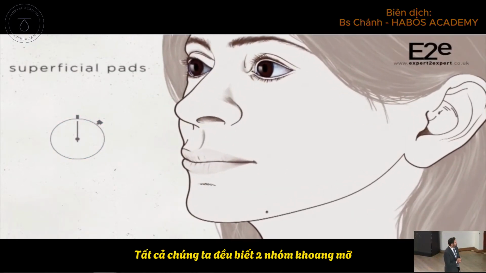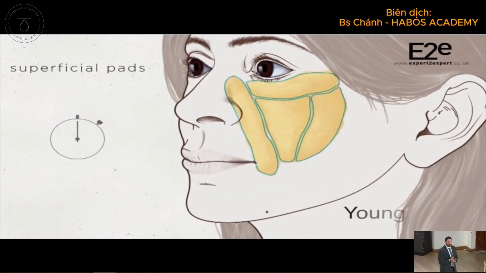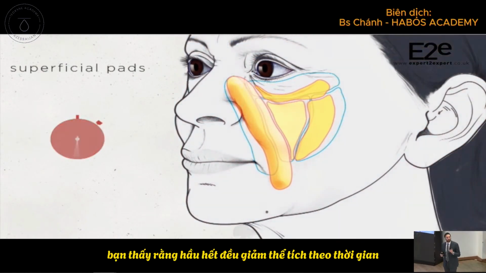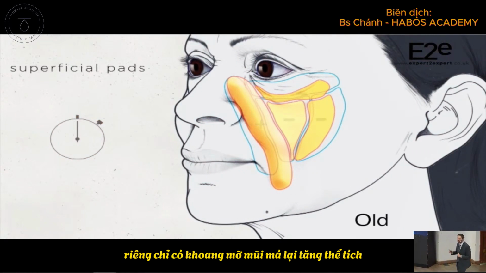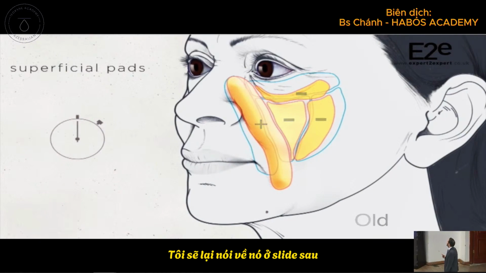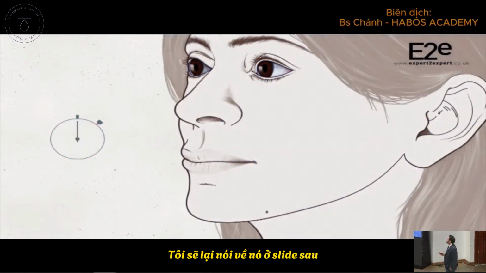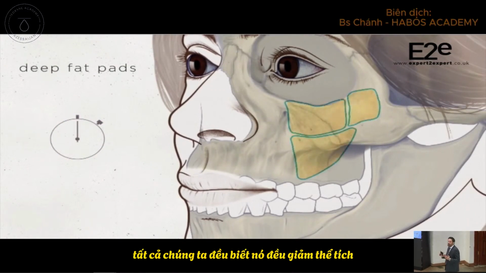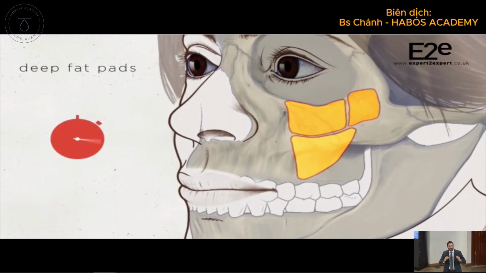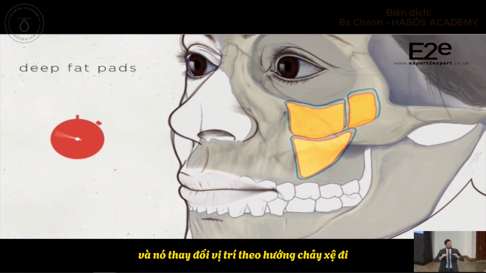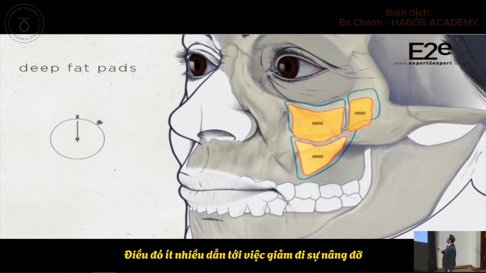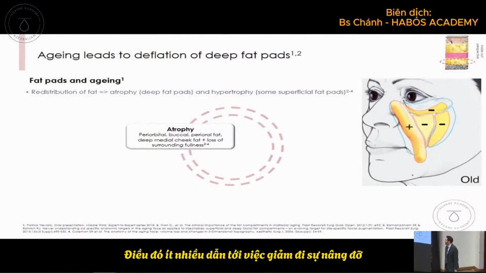We all know that we have 2 types of fat pads. In the superficial fat pads, as you see, almost all degrade in volume, but the nasolabial fat pad increases by time. I will talk about it again in the next slide as well. And the deep cheek fats, we have 3. We all know that they both decrease in volume and they reposition. They sag down. Okay, so it leads to less support.